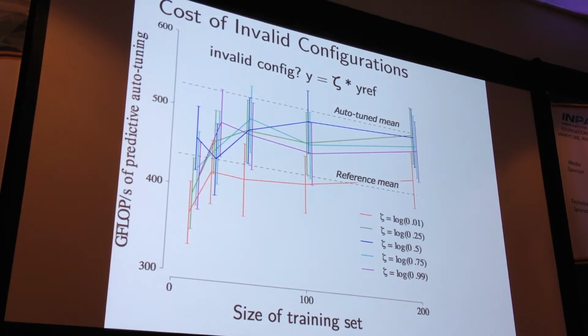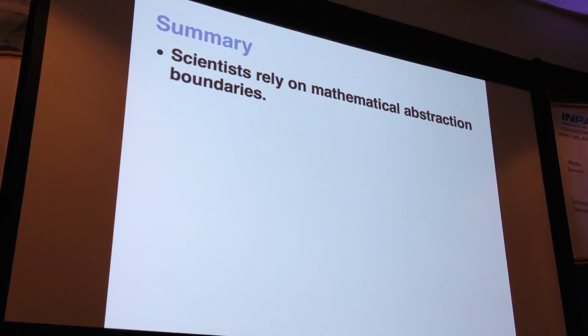In case you're wondering what happened to that little zeta, those invalid configurations, part of the training process was giving a score to it. There are crappy models that don't work. And it turns out that that score doesn't matter very much. So this red line here is a pretty bad choice, but all these other choices are pretty reasonable and perform about the same.